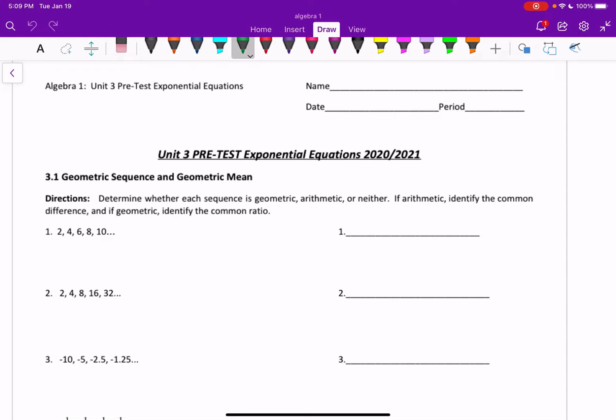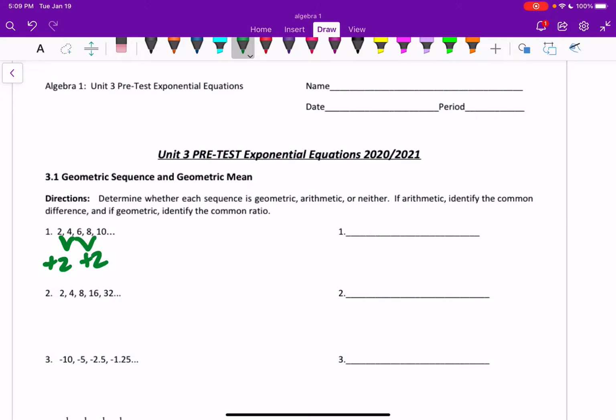Okay, let's look at the review packet. The first one is about geometric sequence and geometric mean. In the first one, it goes 2, 4, 6, 8, so it's not going up very fast. And for most of you, you pretty much can figure out that's a +2 and that's a +2.